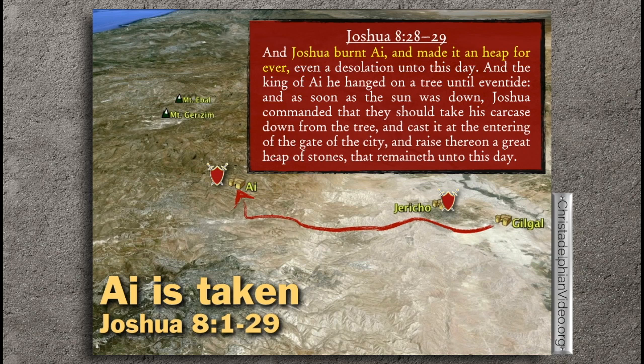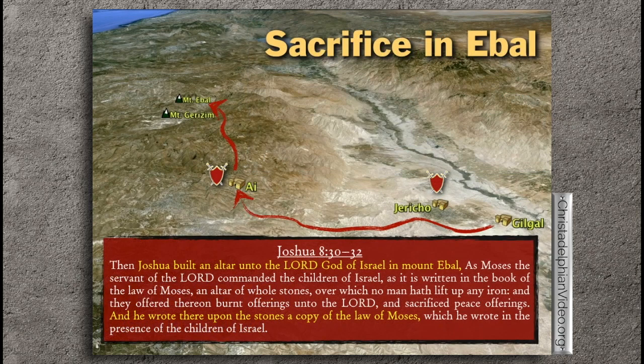But so from here, they then go up, this is the men of war, that is, they go up to Mount Ebal and to Mount Gerizim. The families are camped back here at Gilgal. This is the fighting men that have gone up to Ai. And they go up to Ebal and Gerizim.